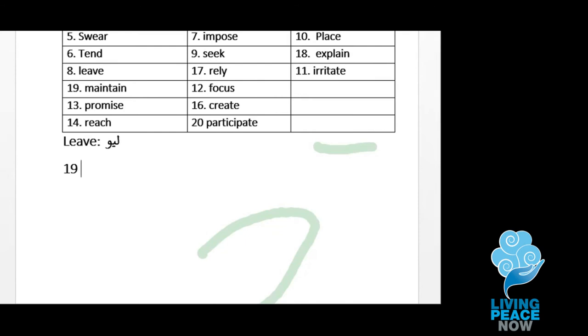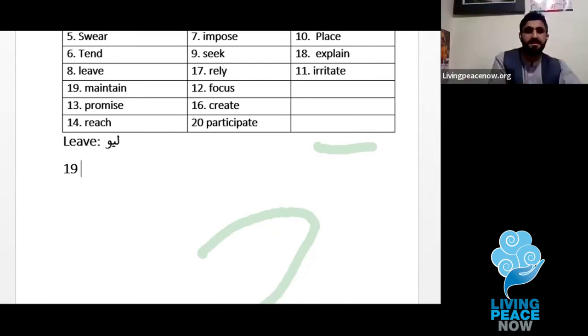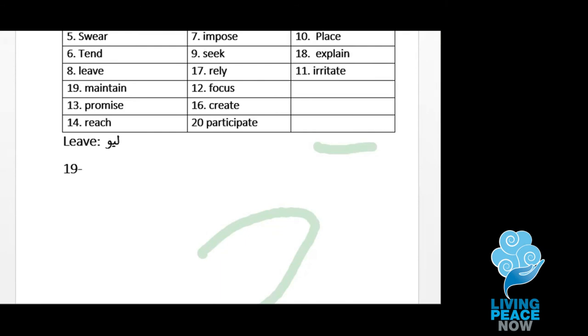No idea? Do you have an idea? No, sir, I don't have an idea. Maintain means like support. Do you know the meaning of support? Yes, sir, support.